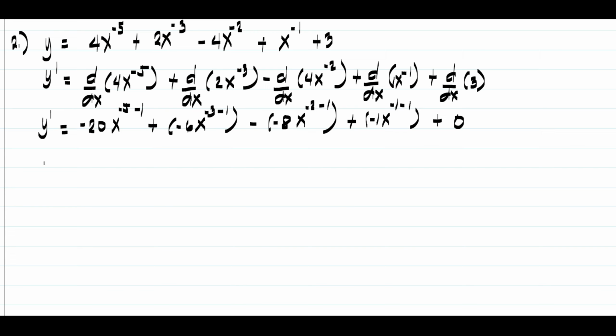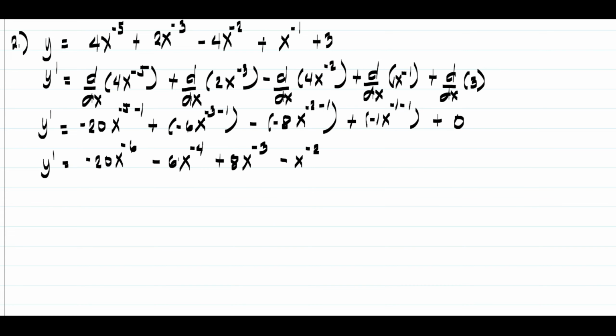To simplify this one, we are going to have y prime equals negative 20 x raised to negative 5 minus 1 is negative 6. Positive times negative is negative. And then we have 6x raised to negative 3 minus 1 is negative 4. Negative times negative, that is positive 8x raised to negative 2 minus 1, that is negative 3. And then positive times negative 1 is simply negative x, or the same as negative 1x raised to negative 2, and then plus 0, which we are just going to disregard.